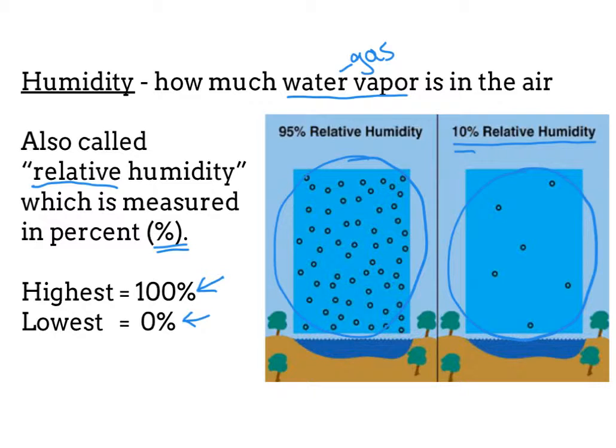Humidity tends to make us feel sticky, or it really messes around with your hair. Some people, their hair goes flat, and some people, their hair goes frizzy. So humidity plays a big role in how we feel when we go outside.